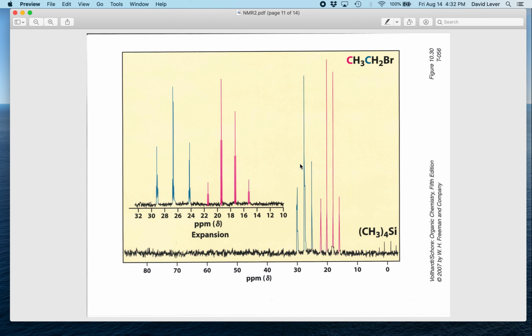Carbon NMR can be run in a couple of different ways.